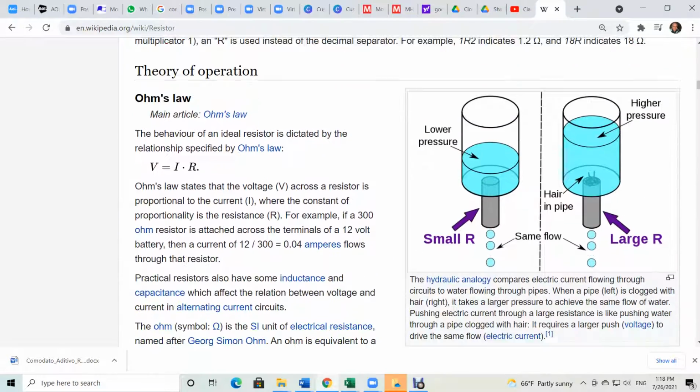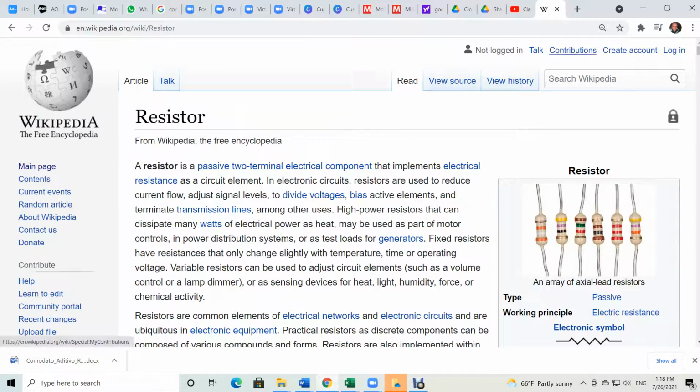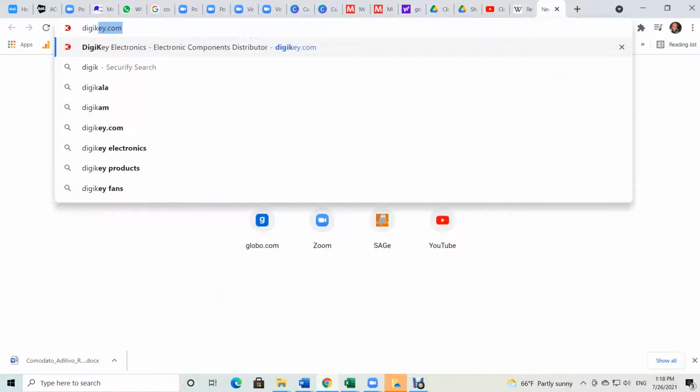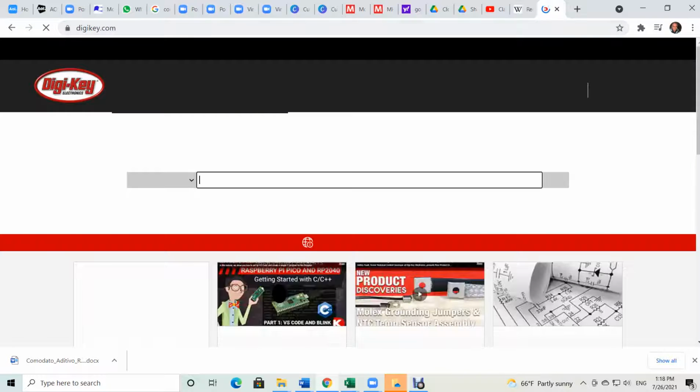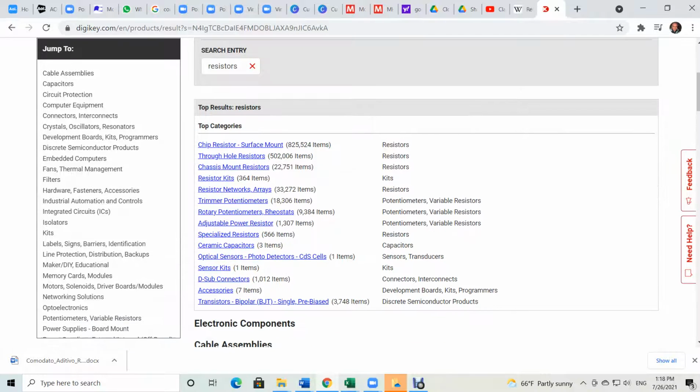Theory of operation. Okay, we're gonna go through that. If you go to DigiKey, for instance, the website, you're going to see what they sell. Here you go, resistors. Now there are all sorts of resistors out there in the market. Let's see, cheap resistor, surface mounted resistor, resistor kit, resistor network, array, potentiometer, ohmmeter.